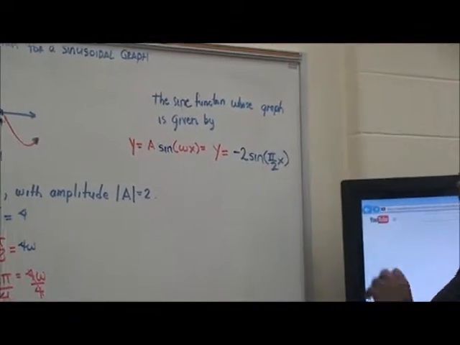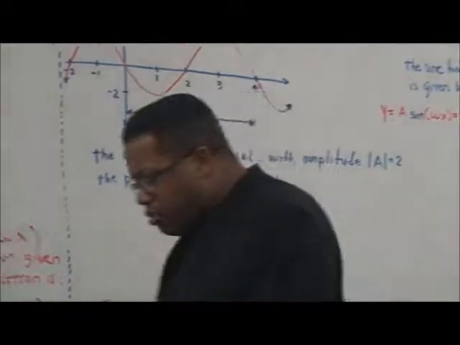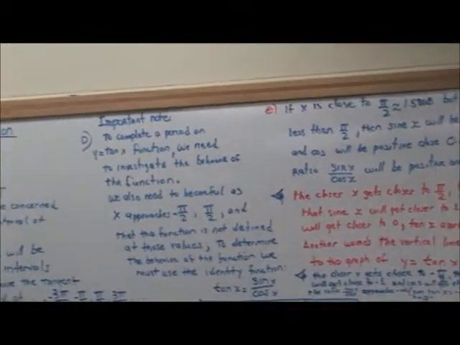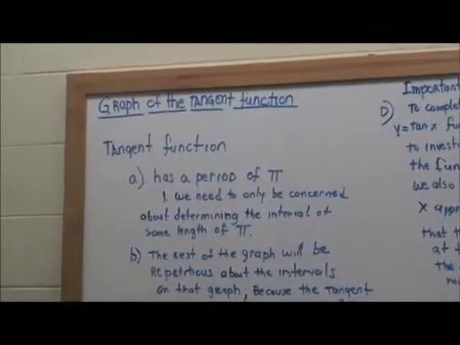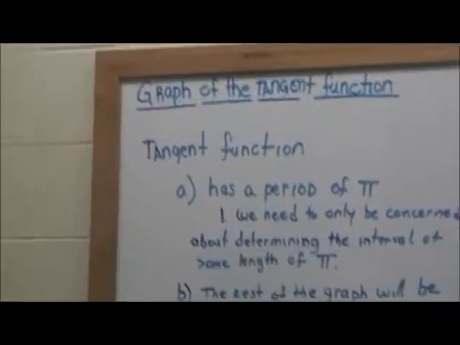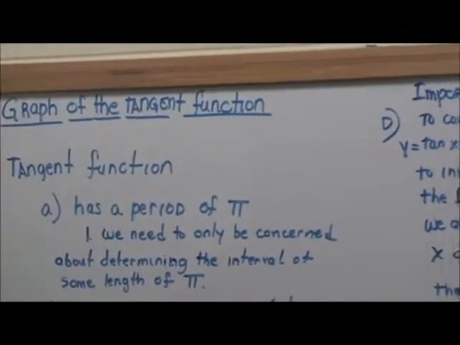So basically that concludes the video section on finding the equation for sinusoidal graphs. And we're going to start something new. We're going to talk about another trigonometric function. We're going to talk about the tangent function, which is very, very unique. And I like the tangent function. Actually, I love all of them, but tangent in particular is one of my favorite functions to analyze.